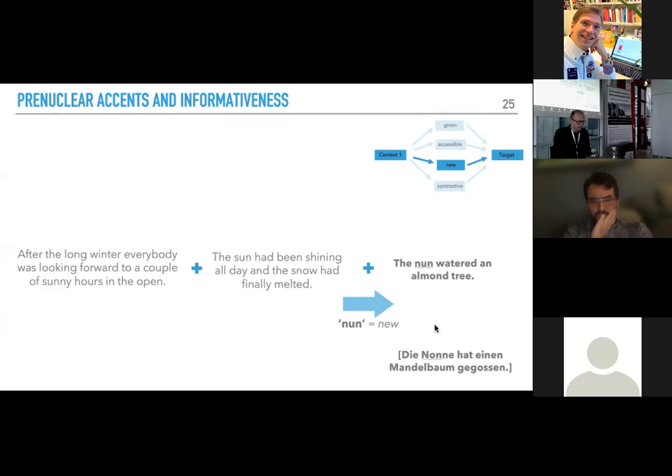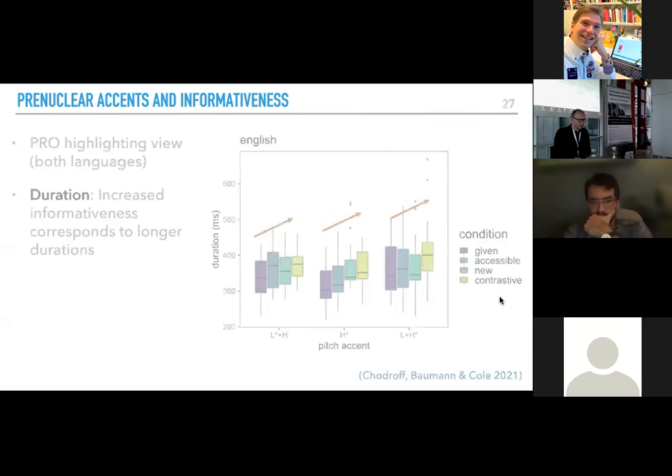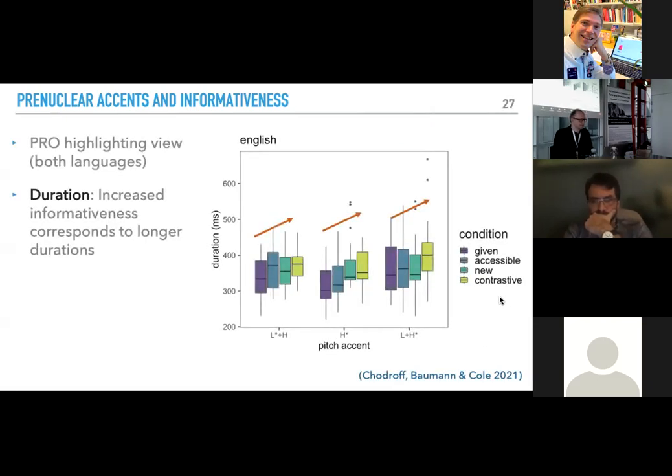Again, we would expect an accent on nun, but this time a higher one, a bit more prominent than in the accessible condition. And finally, the contrastive condition elicits a double focus between the monk and the nun. So the monk watered a blackberry bush, the nun watered an almond tree. So the nun is hypothesized to be most prominent here, so that the rising accent seems to be appropriate. But now, what actually happened? So the most relevant results in a nutshell.